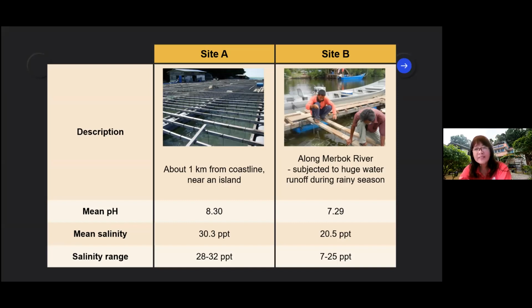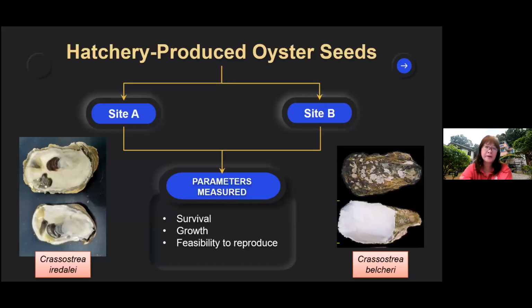The other site is Site B, which is along the Merbok River. It is located in the river system, which is subject to huge water runoff during raining season. This area is exposed to a mean pH of 7.29 because of the influence from the fresh water. The mean salinity is 20.5 parts per thousand, with a range of 7.25 parts per thousand.